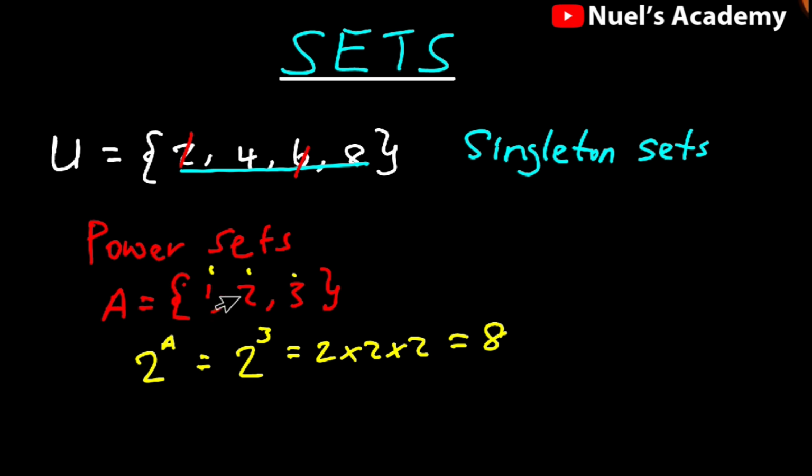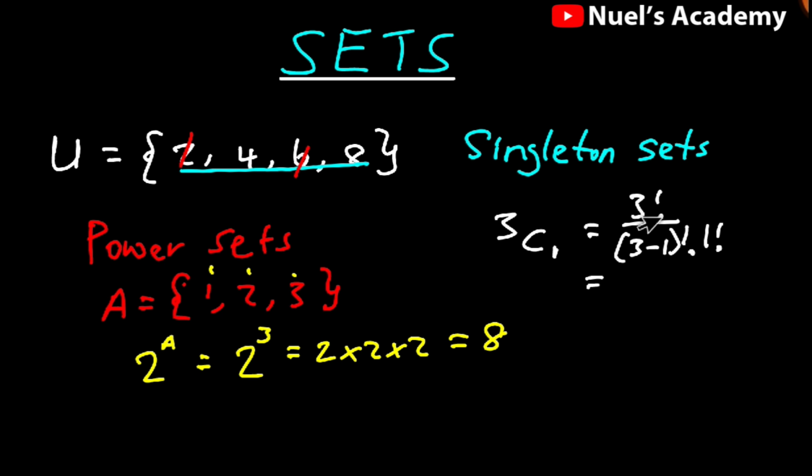Now, how do we write out the 8 subsets that are in this set A? We're going to start with the subsets that have only one element, and we're going to make use of combination. Because the number of elements here is 3, we write 3 combination. Then the number of elements in each subset, we write 1 here, right? So 3 combination 1 is given as 3 factorial divided by 3 minus 1 factorial multiplied by 1 factorial.